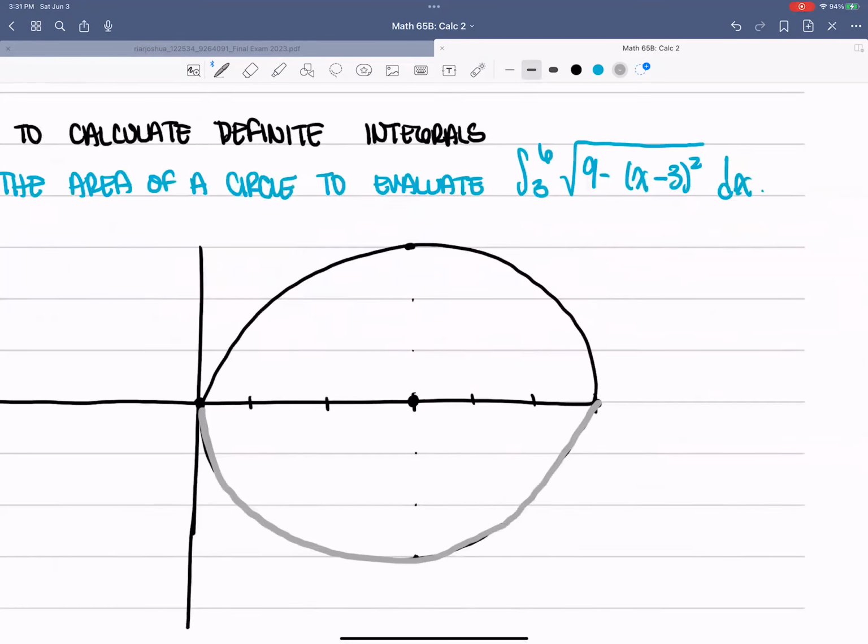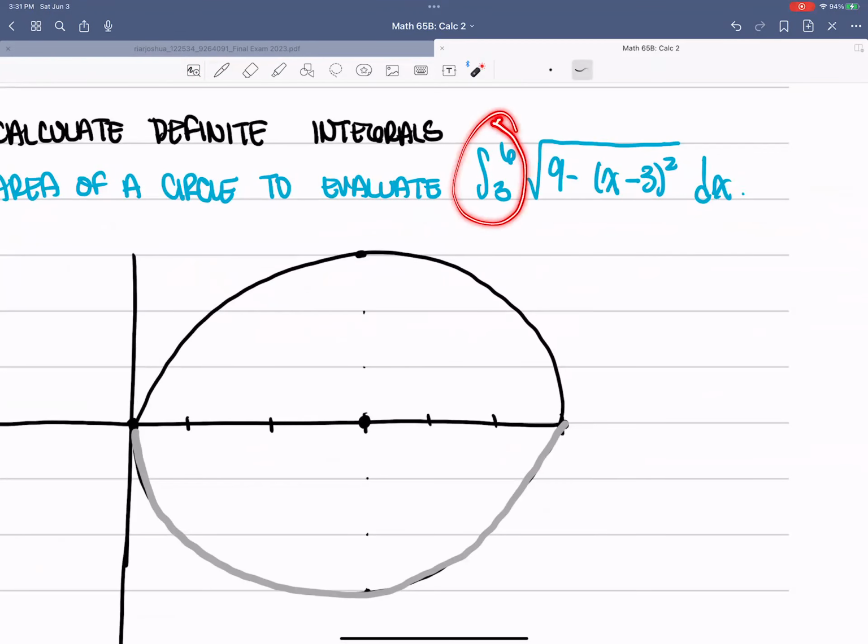Another restriction: we're only looking at the values from 3 to 6. So we have 1, 2, 3, starting right here and ending at 4, 5, 6. So we're just looking at that part. Again, we're ignoring the bottom part. We're only looking from 3 to 6, so we're ignoring this part too.